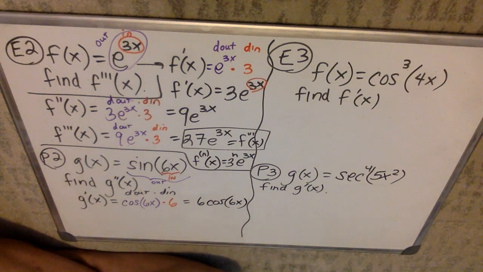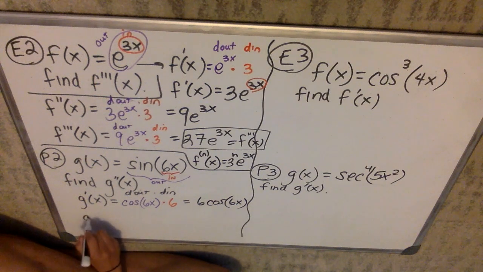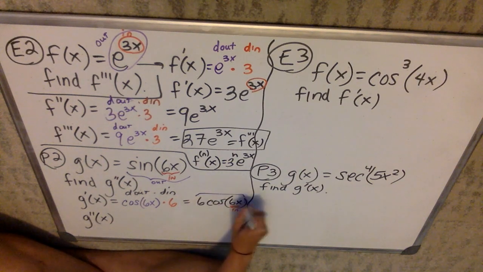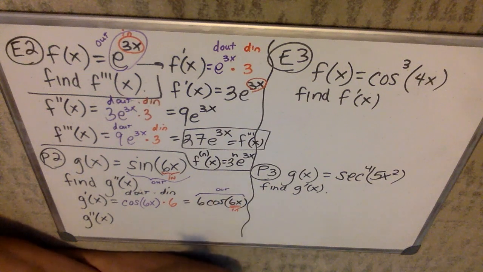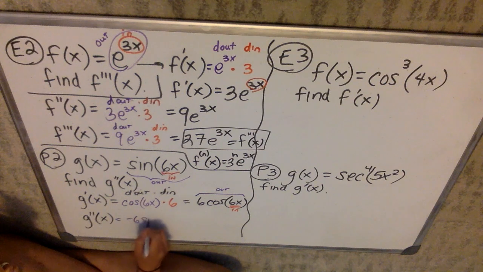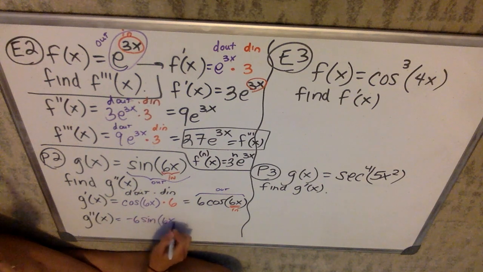All right. When I go to differentiate again, I still have that same inside function. That same inside function is a 6x, right? And the outside function is a 6 cosine of stuff, right? So my outside function is 6 cosine stuff. Well, the derivative of cosine is a negative sine, so I'm going to get a negative 6 sine of the stuff, right? That's the derivative of the outside.